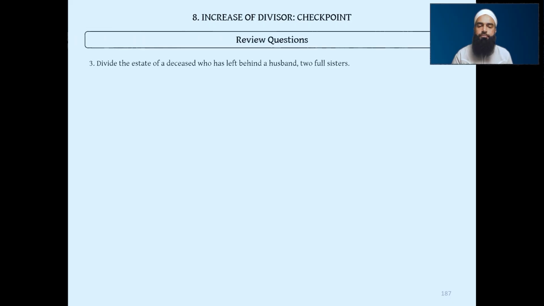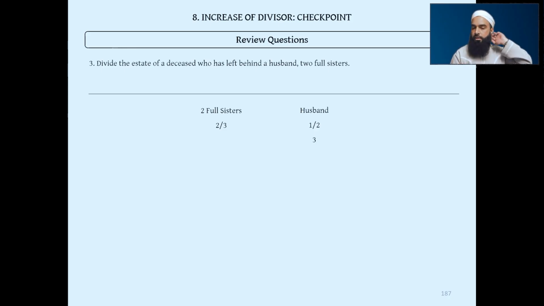Next question. If there is a husband and 2 full sisters, what happens in this scenario? Now, revealing the answer, the husband gets a half because there's no children, and the 2 full sisters receive 2/3. Sorry, the 3 came up earlier. Now, ignore the 3 that's there, we'll come to it obviously.